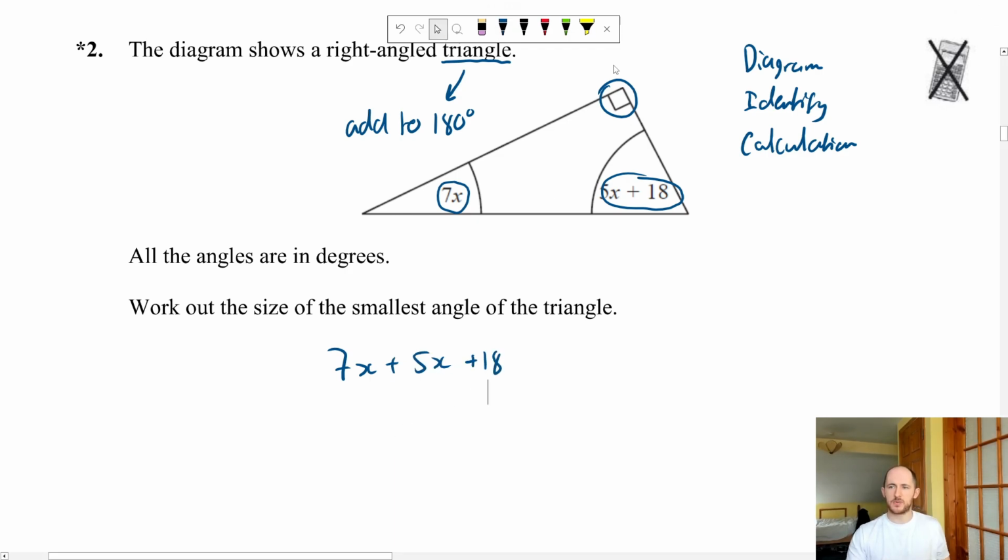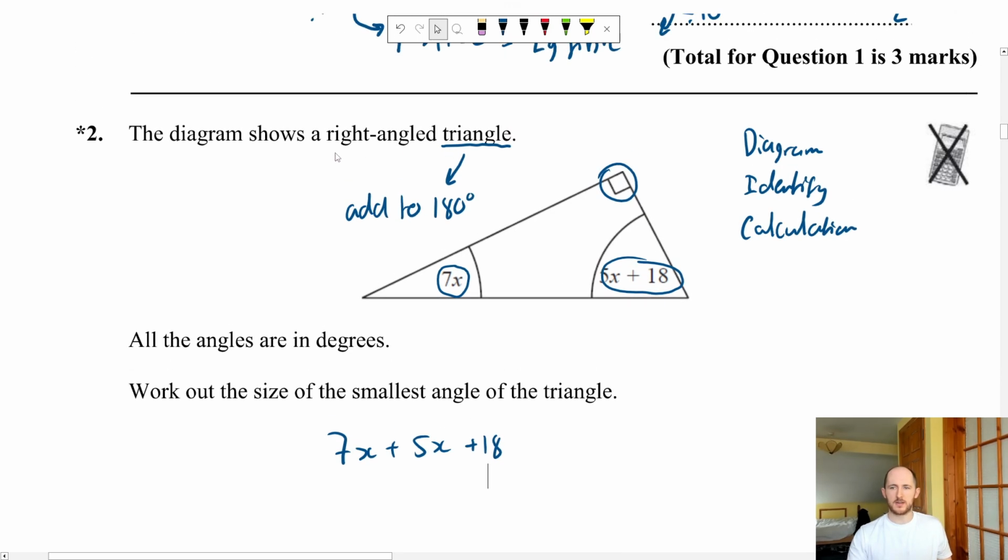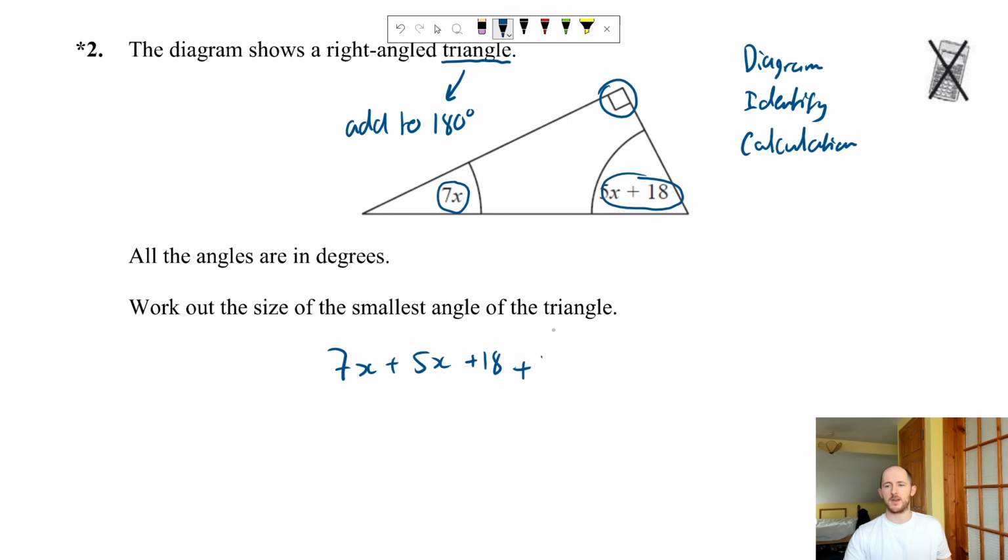Now, what is this little square inside the triangle? Well, it's a right-angled triangle. This actually represents a right angle, which is always worth 90 degrees. And that should all add up to 180 degrees. That is the end of the identify step, because we've identified what we need to do. We need to make an equation that we can solve in order to work out these angles.